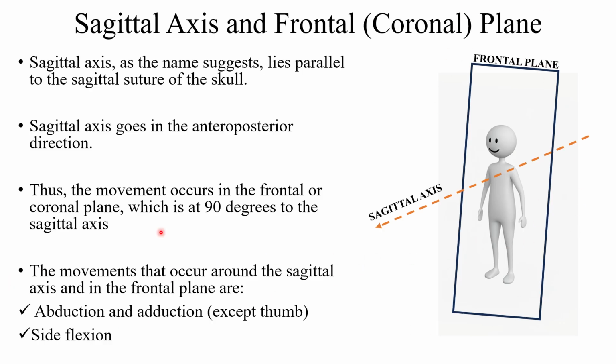The common movements that occur along this are the abduction and adduction movement, except for thumb. Thumb is positioned slightly differently. And you can have the neck side flexion or the trunk side flexion that also occurs along this plane and axis.